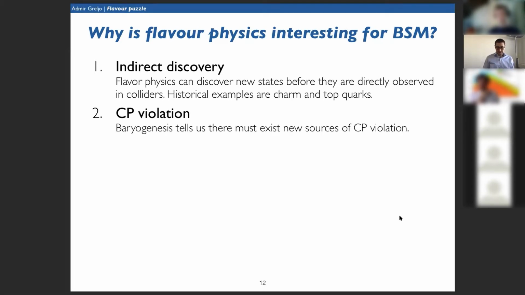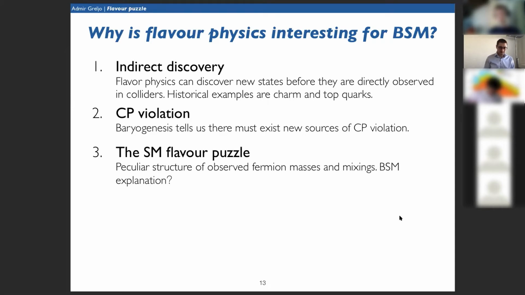A closely related subject to flavor physics is CP violation, in particular CP violation in flavor changing processes. We know from cosmological evidence that we need new sources of CP violation. The baryogenesis, the asymmetry between matter and antimatter we observe in the universe, cannot be explained in the standard model. In particular, CP violation present in the standard model is not enough. So we know this is a clear indication of the existence of BSM.